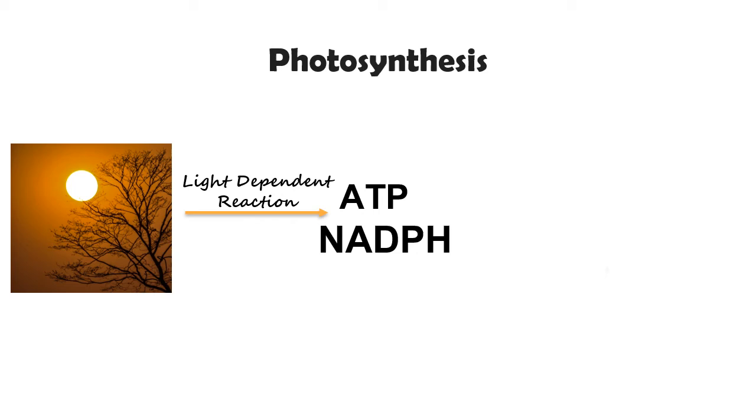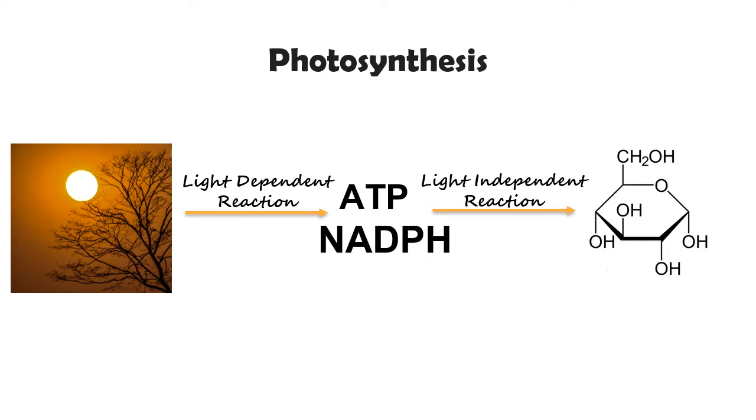In the light-dependent reaction video, we have looked at how light energy is converted into chemical energy and stored in the ATP and NADPH. In this video, we will look at the light-independent reaction, where energy from ATP and energy from electrons in NADPH is transferred into glucose. This reaction is also called the Calvin cycle.